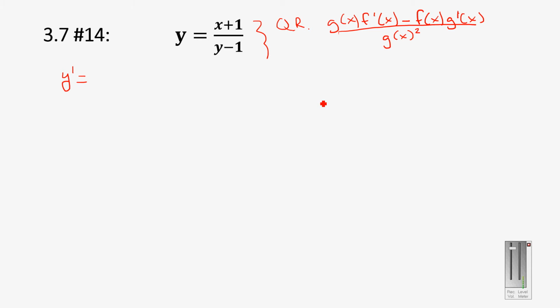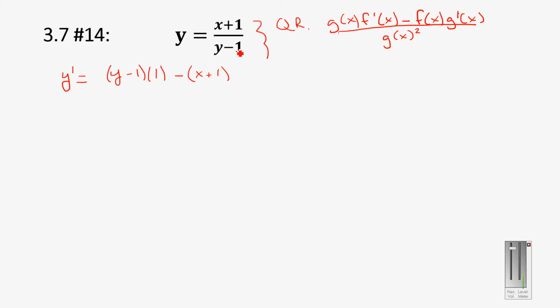Alright, so top is your f term, bottom is your g term. So g of x is going to be our bottom term, so that's y minus 1. That's the g of x. F prime of x, well, what's f prime of x? Well, x plus 1 just becomes 1. This 1 becomes a 0, and the x becomes a 1. Minus f of x, which is just x plus 1, times g prime of x.